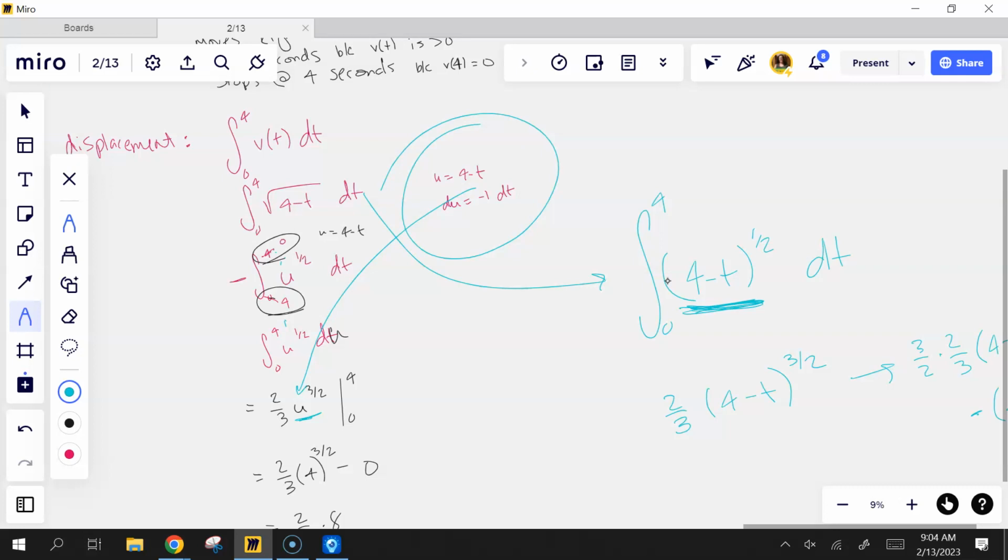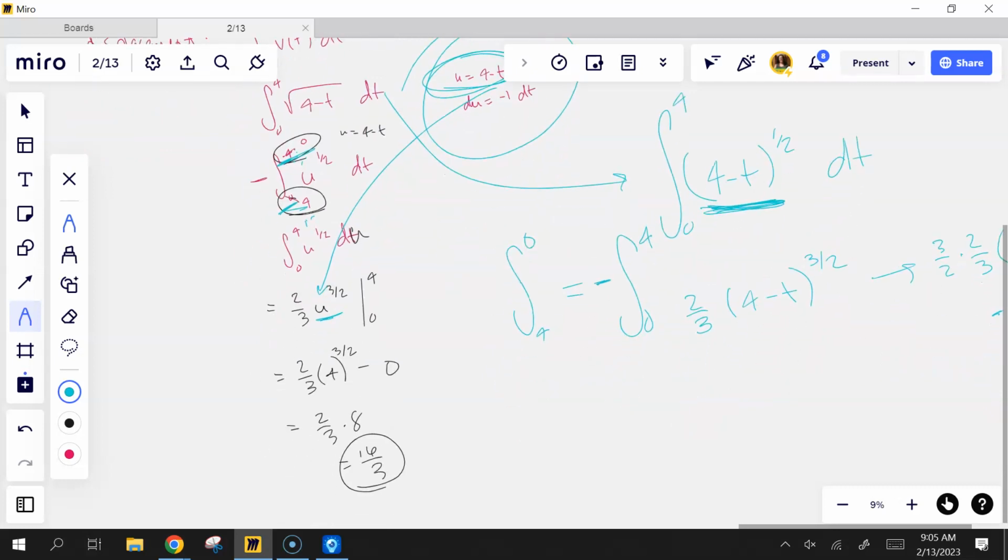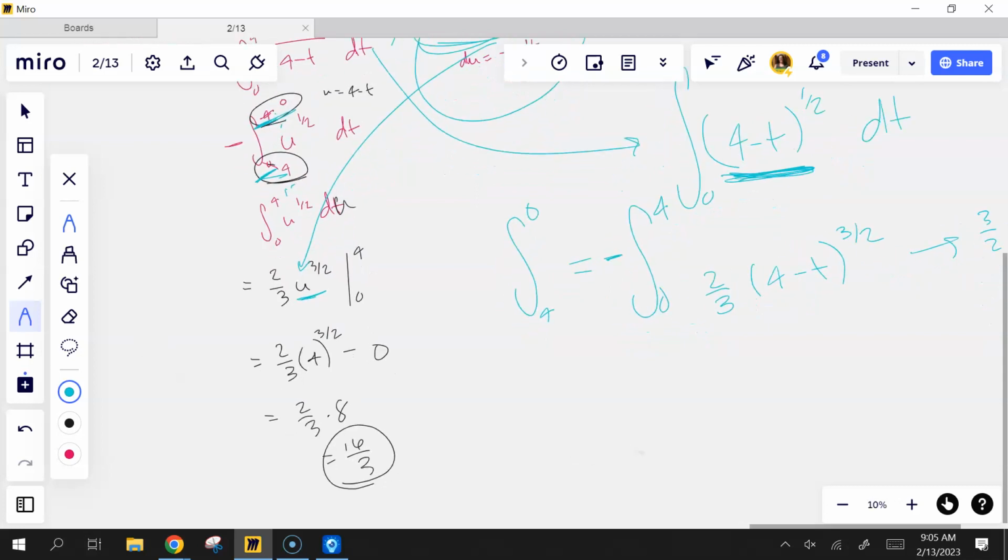Adjusting my bounds is plugging in, taking this u equation and changing these to be in terms of t. So 4 minus 4 and 4 minus 0. The reason I flipped them around was because whenever I did that, I ended up with 4 and 0, and I need the smallest one always on the bottom. So I did two types of adjustment for this one, which in the end wasn't a huge deal, but it did change the sign of your answer, if that makes sense.